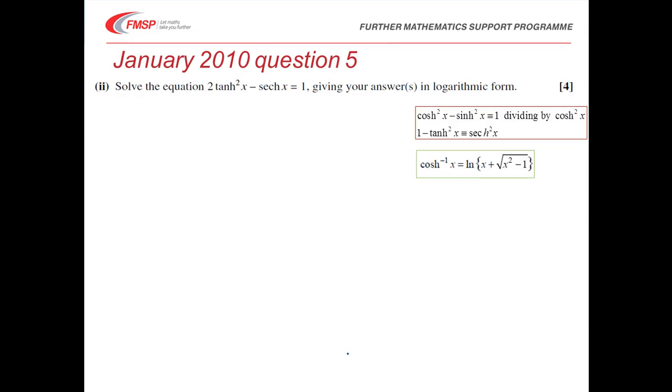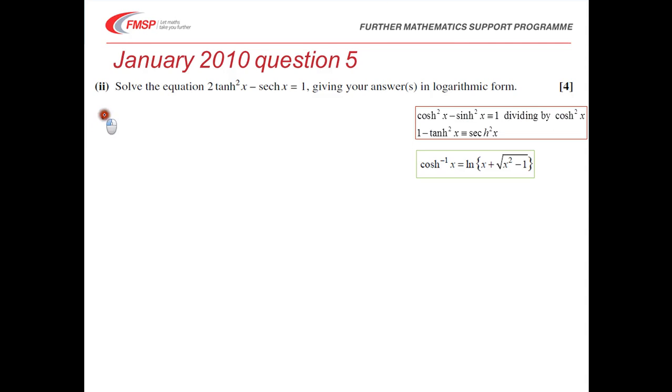If we look at the second part now, over here I have just put the result that we got from part 1, and we're going to use it: 1 minus tanh squared is equal to sech squared. And then the other thing we're going to need to use at the end, because it says to give our answer in logarithmic form, is this result. I've put it in green because it comes from your formula book, so it's not something that you actually need to learn.